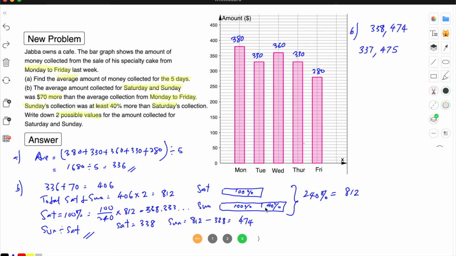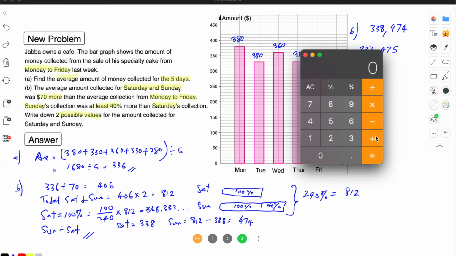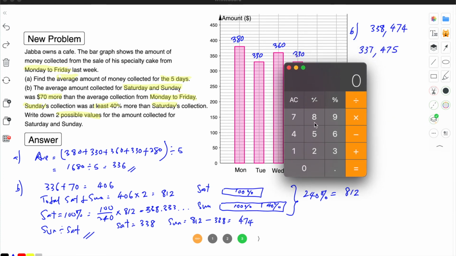If we press our calculator just for checking purposes, let's take 475 and divide it by 337. We're going to get 1.409. In other words, it is actually 40.9% more, which satisfies our requirement here.